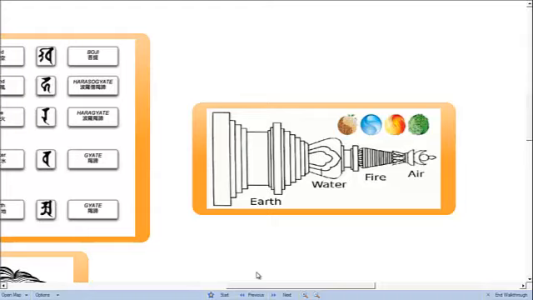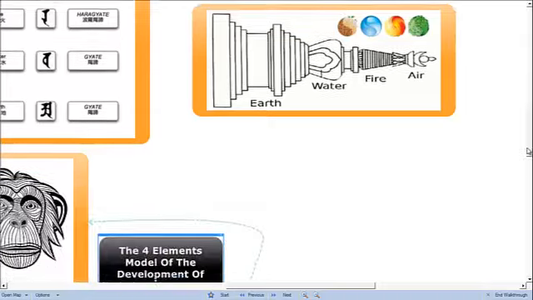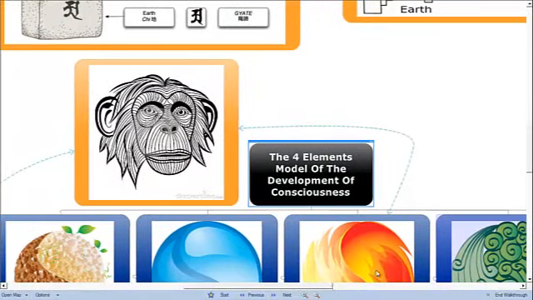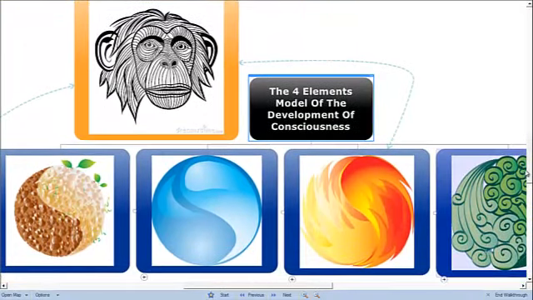I want to show you how the model basically works. So let's scroll down here. We've got a lot of stuff to go through. We've got each of these four elements: the earth element, the water element, the fire element, and the air element. You can see this chimp here, and the first three circuits, or really we could call them the first six circuits, are really just sort of this chimp mind, this sort of monkey mind.